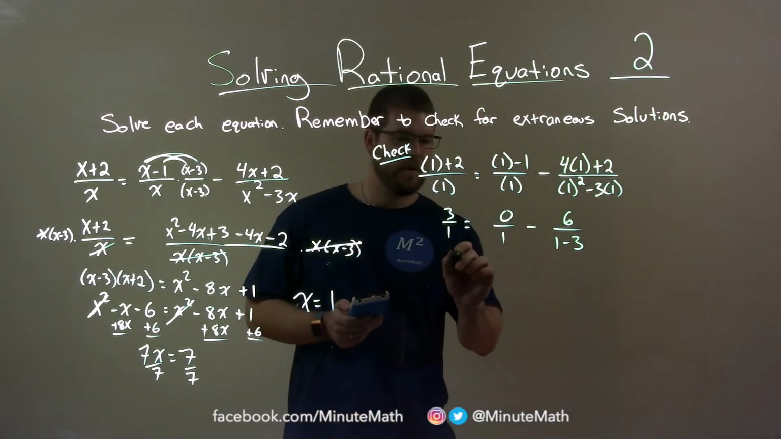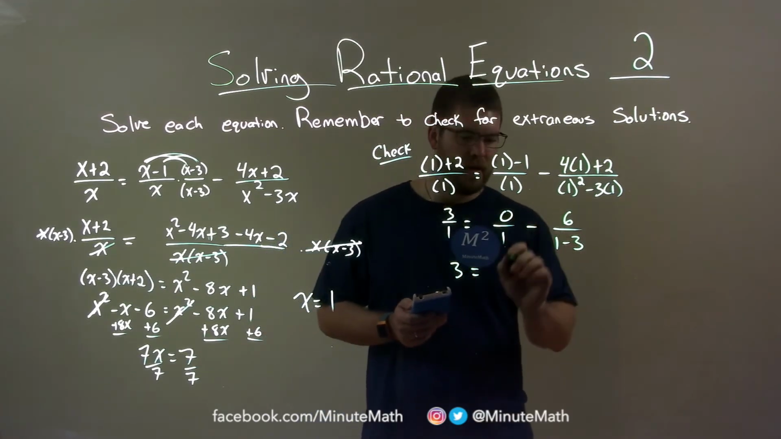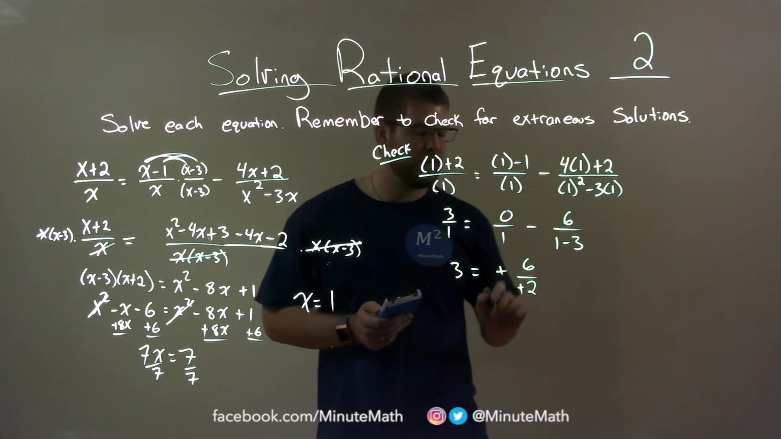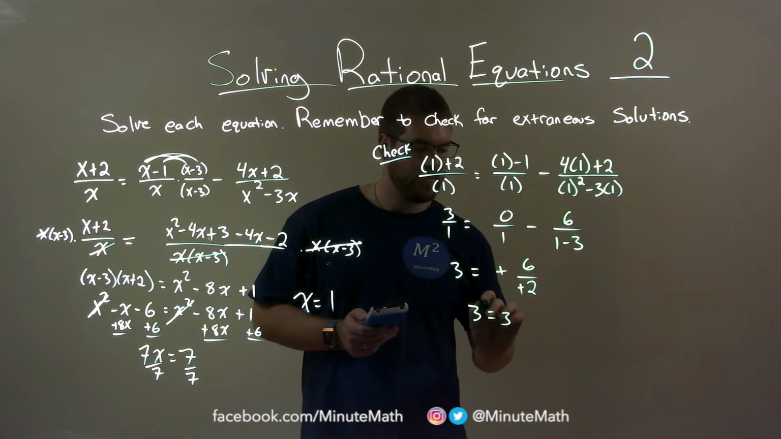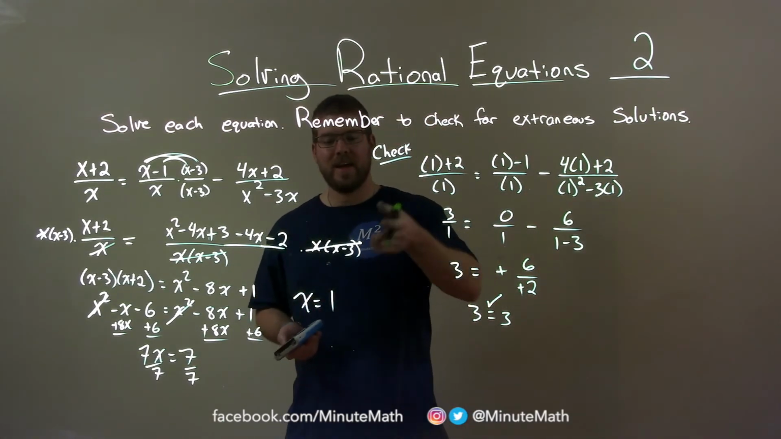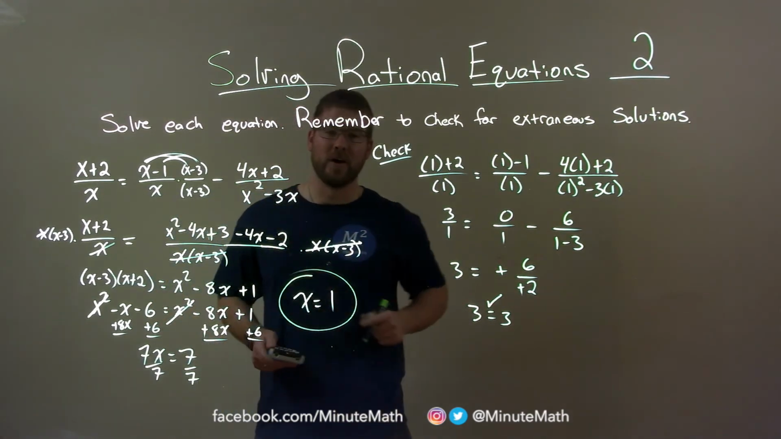All right, 3 over 1 is 3, equals 0 over 1, which is 0, and then we have minus 6 over 1 minus 3 is minus 2. Negatives cancel, positive, 6 over 2 is 3. 3 does equal 3, that's a true statement, meaning that x equals 1 is not extraneous, but a real solution and our final answer.